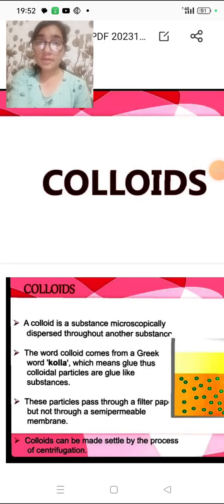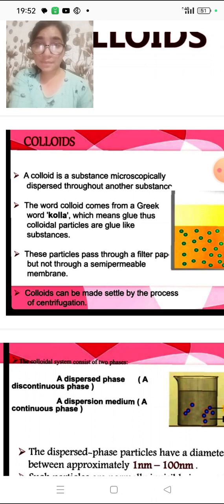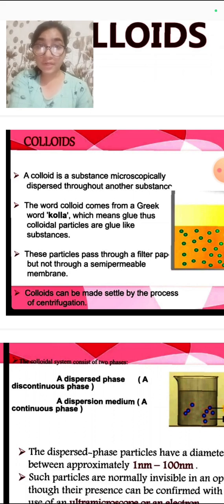Today I am here to discuss the topic colloids. What are colloids? A colloid is a substance microscopically dispersed in another substance. The word colloid comes from a Greek word kolla, which means glue. Thus colloidal particles are glue-like substances. These particles pass through a filter paper but not through a semi-permeable membrane.